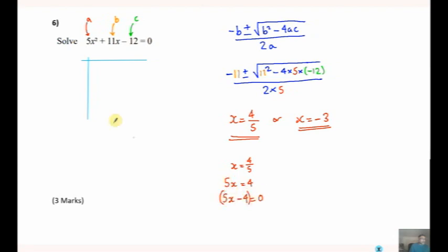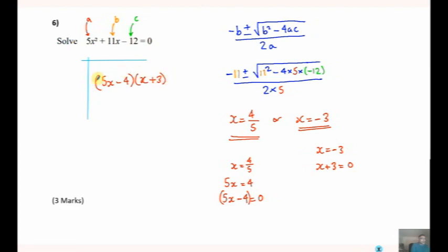That's my first bracket. So now I can write my bracket 5x minus 4. Do the same thing here. If x equals minus 3, make it equal to 0 again. So x plus 3 equals 0. That would be my second bracket.